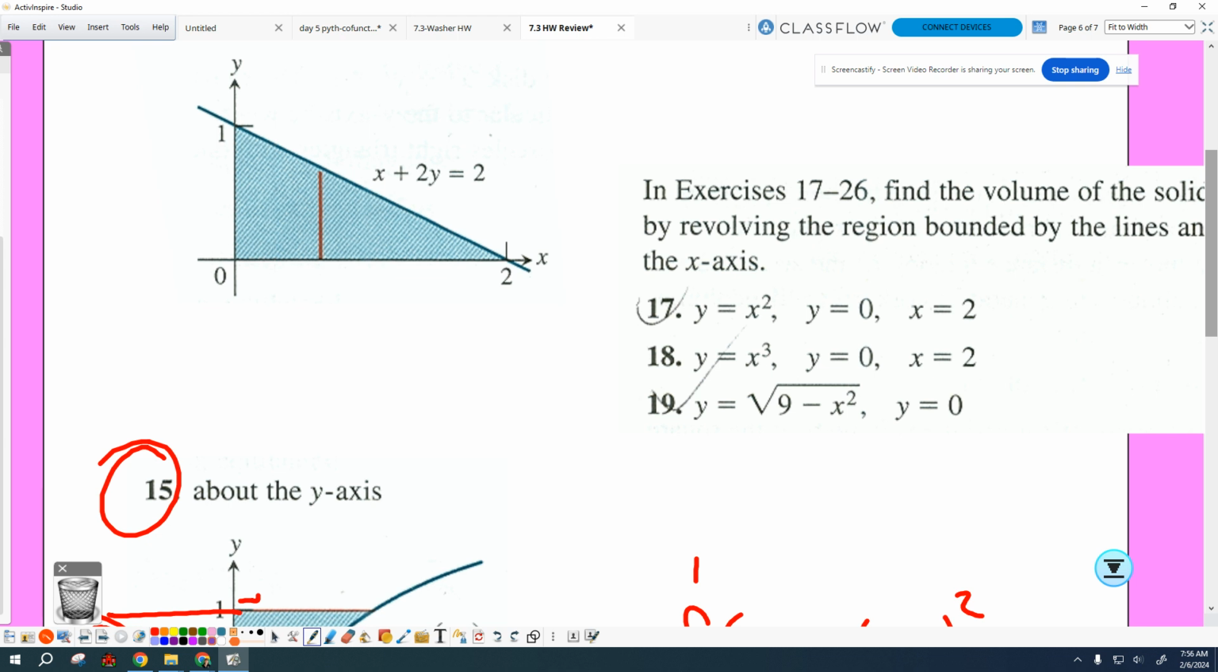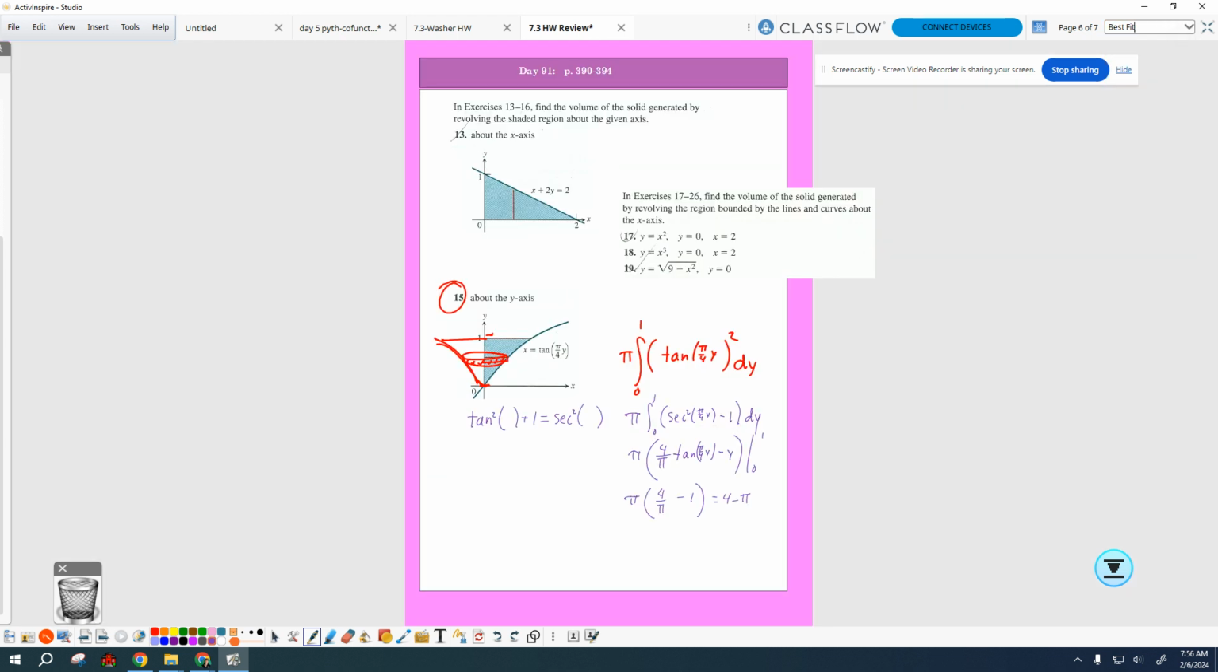Okay. For all of these problems, doing disk method, the next thing coming up is washer method. You guys know what a washer is? What's a washer? It's a circle with a hole in it.